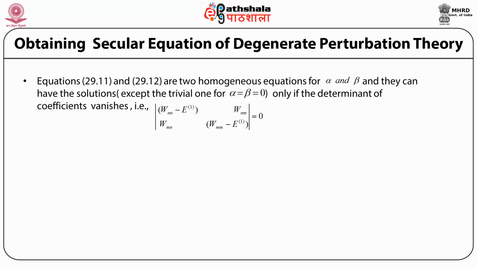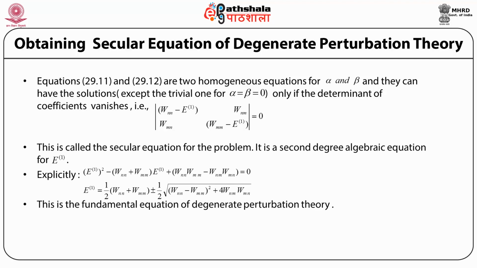That is, the determinant with first row Wnn minus E1 and Wnm, and second row Wmn and Wmm minus E1, equals 0. This is called the secular equation for the problem. It is a second order algebraic equation for E1.